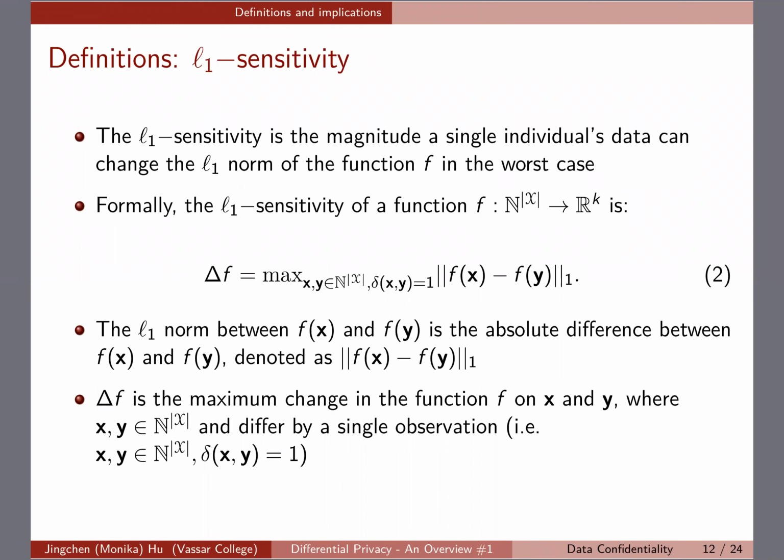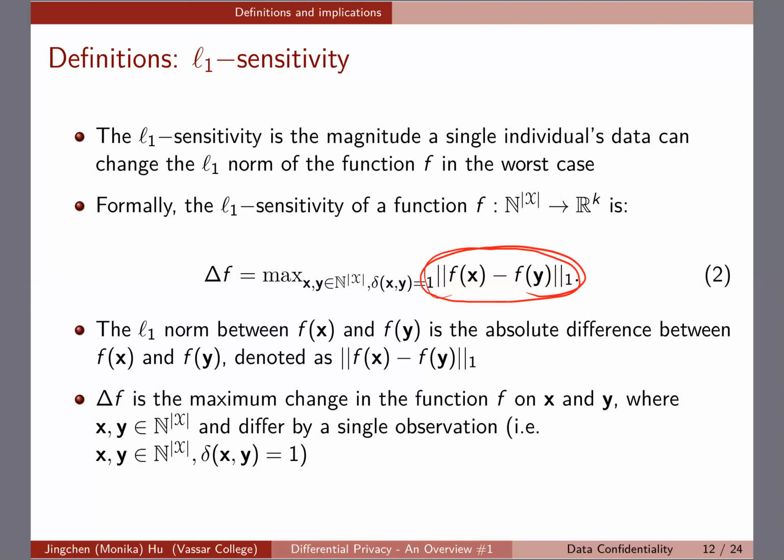So let's look at this a little bit carefully. This notation, the double vertical lines here, is the L1 norm. And this is the L1 norm between f(x) and f(y). So this is not about x and y anymore. This is about the function, which is the query, which, if you think about it, will be the count that we're working with. So the L1 norm is the absolute difference between f(x) and f(y).